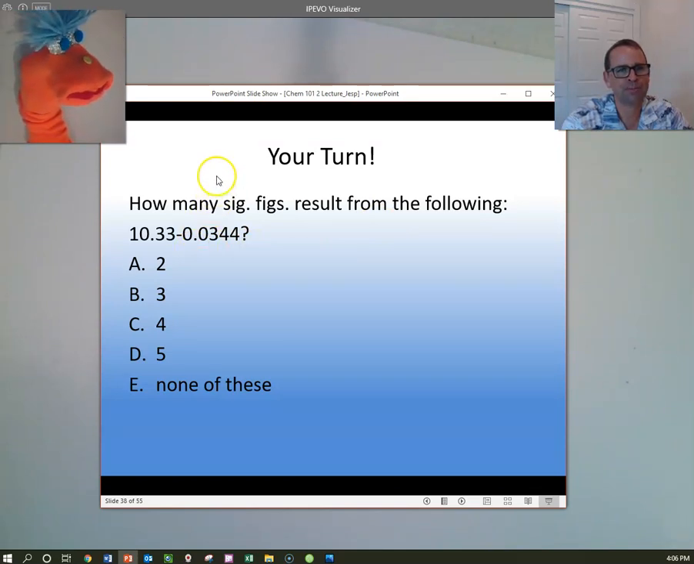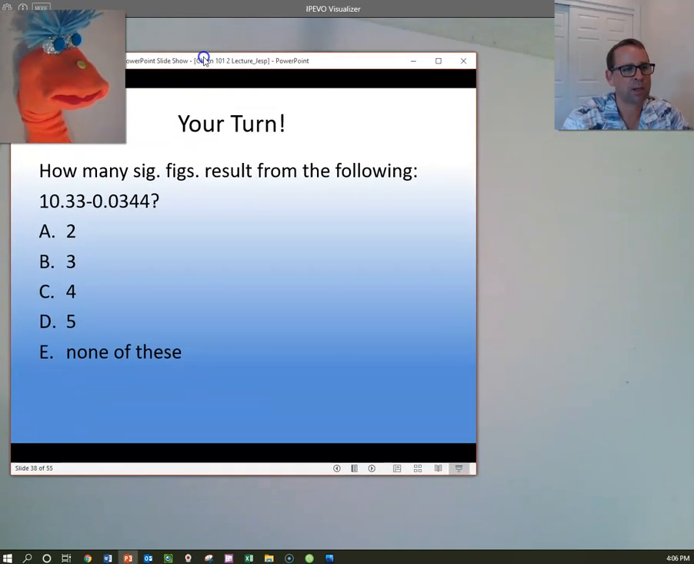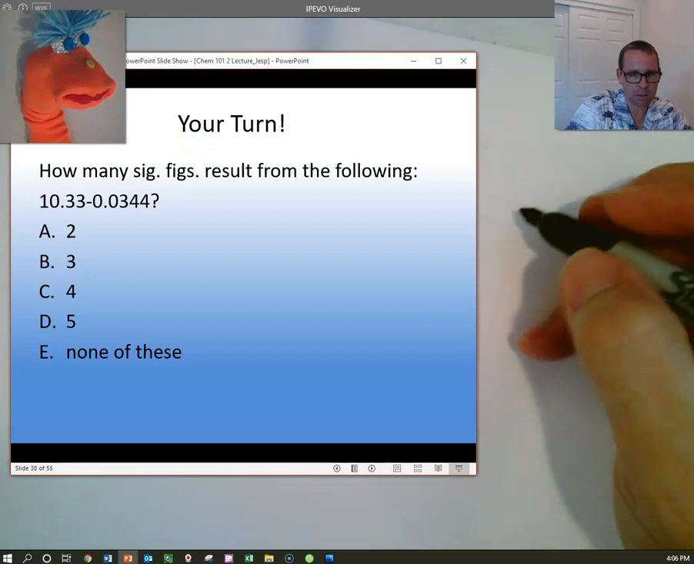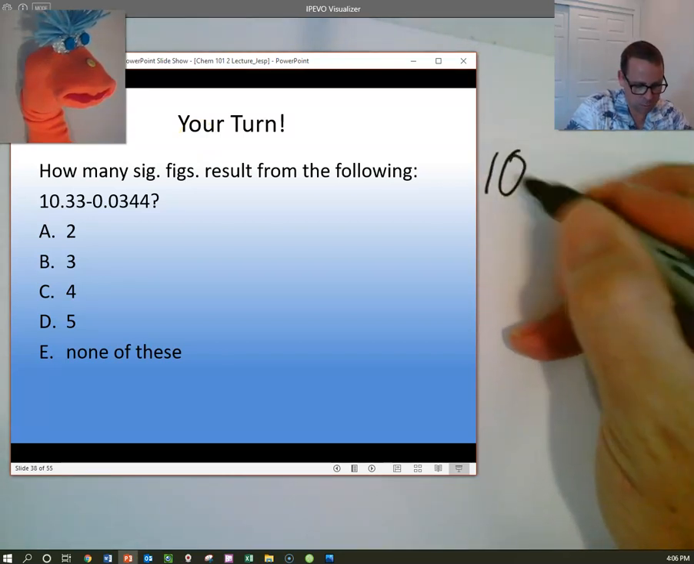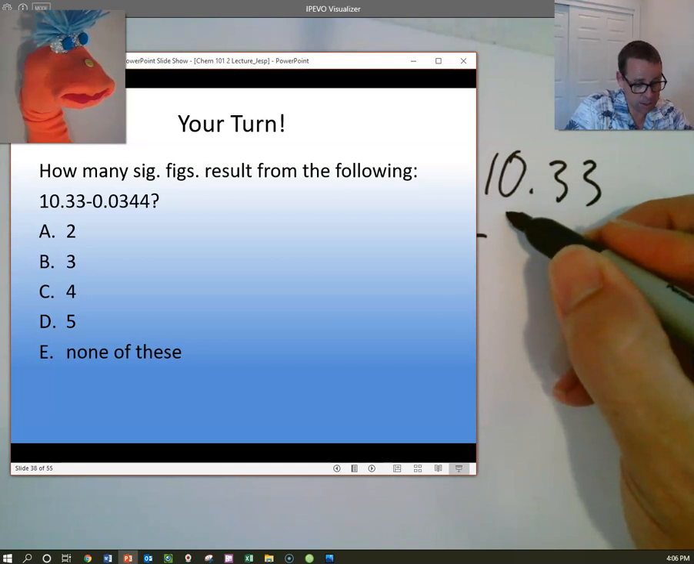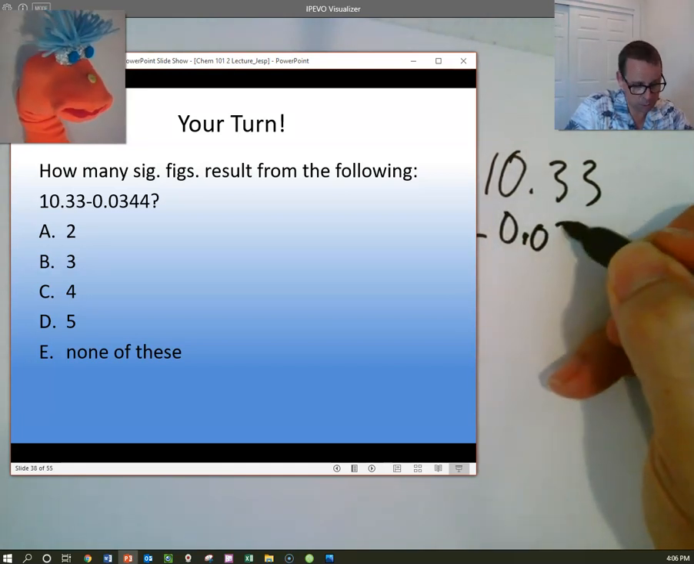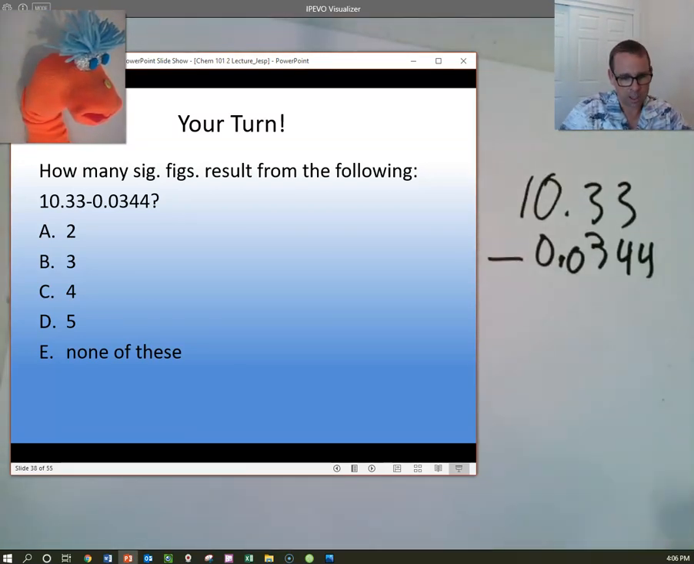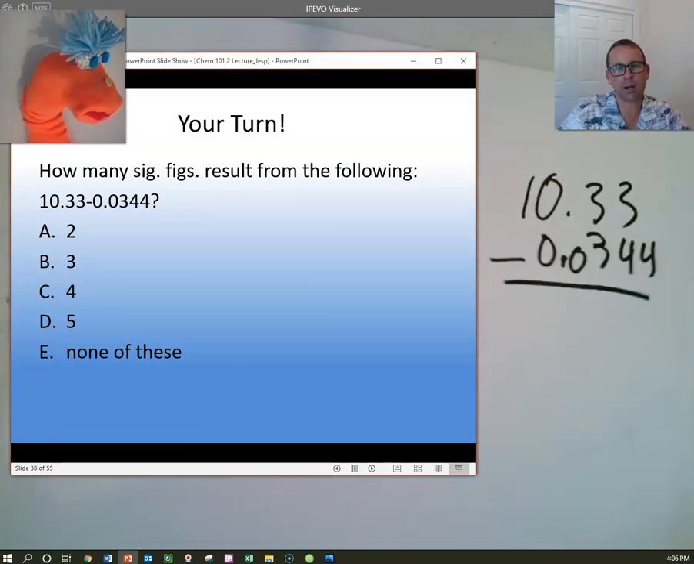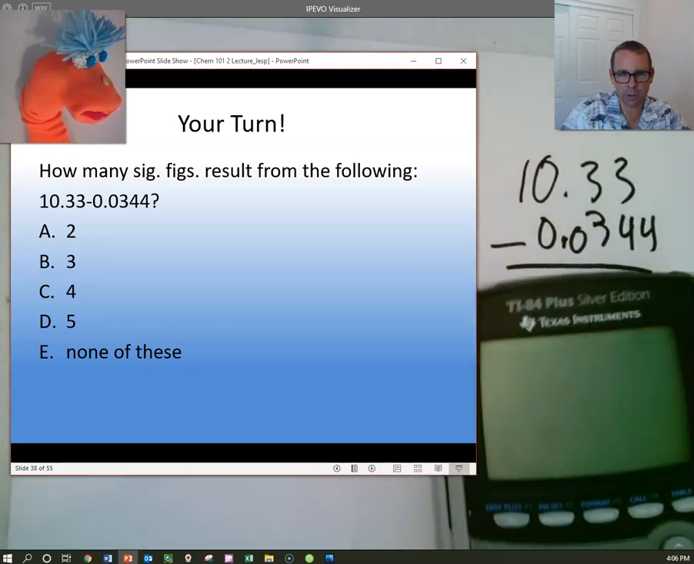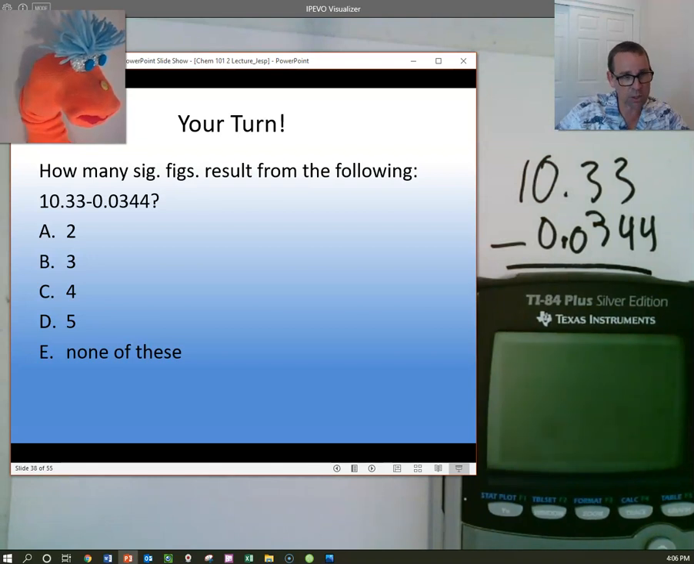Can you write it out for me? Okay, sure. So we got 10.33 minus 0.0344. Okay, very good. Now, it's very important that we write it out. If we don't write it out like that, then we can get confused about where the significant digits should go.